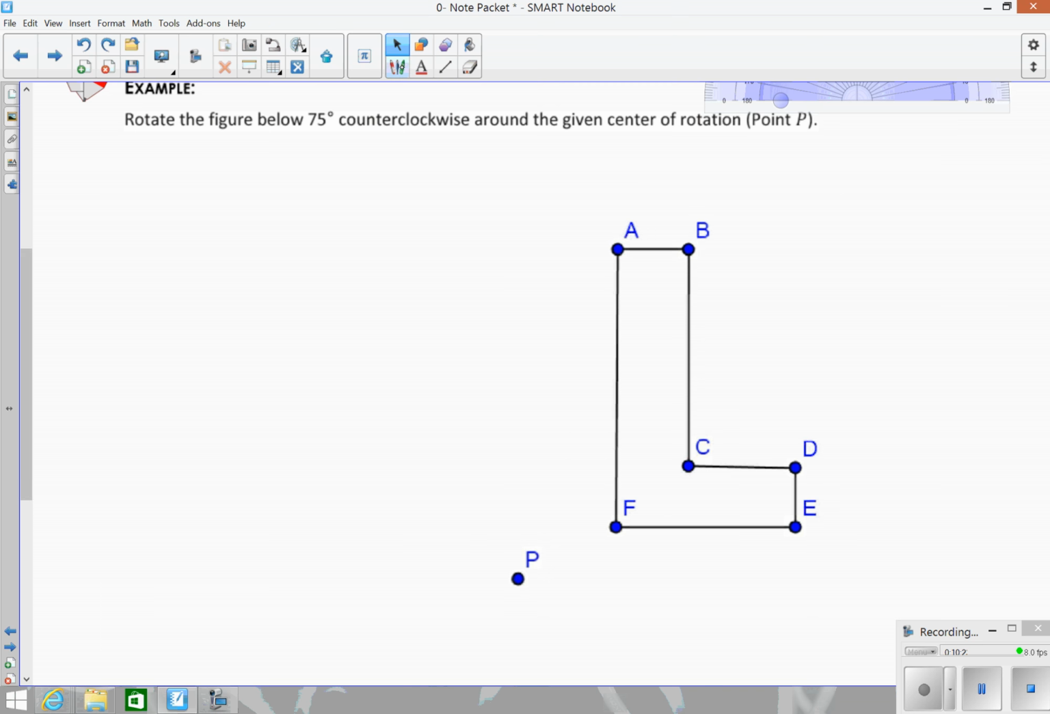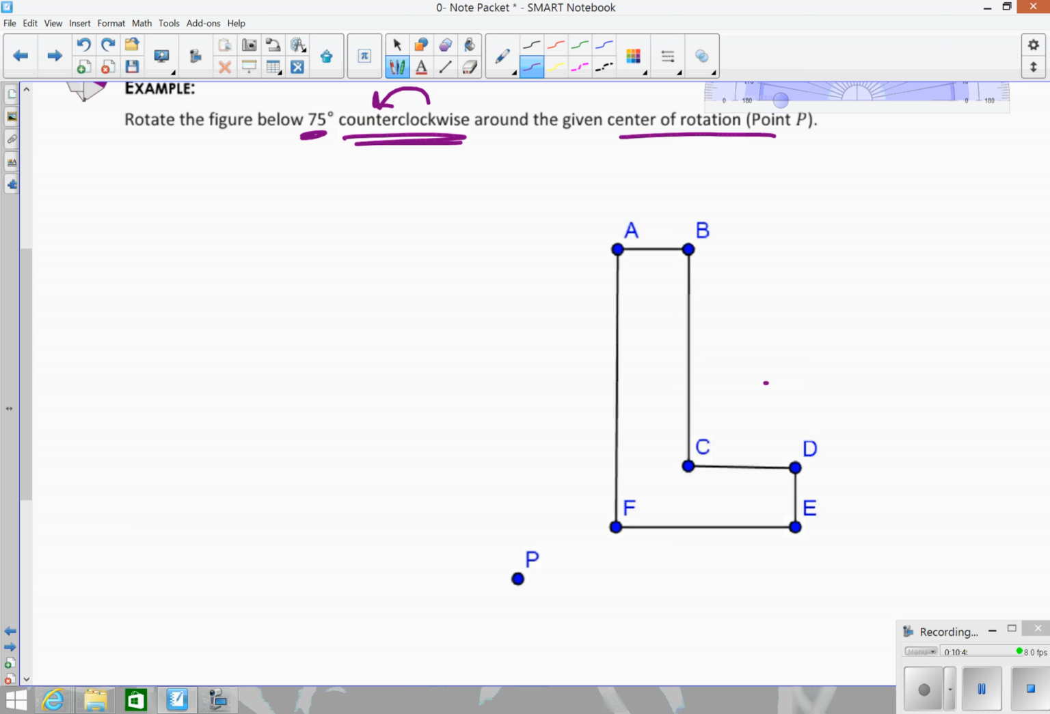So if we look, it says that we're going to rotate 75 degrees counterclockwise. Counterclockwise is really going to the left here, so our figure should end up over here. Counterclockwise, opposite direction as the clock. And we have our center. Remember, there's three things you have to know: the angle, the direction, and where to go from. So the center of rotation is point P.